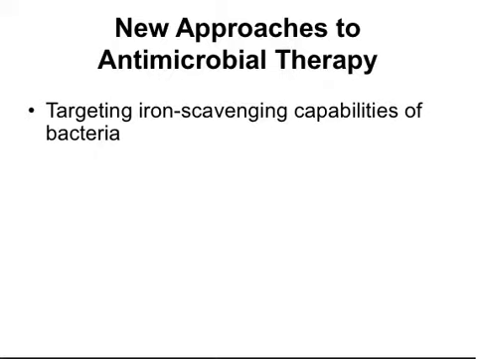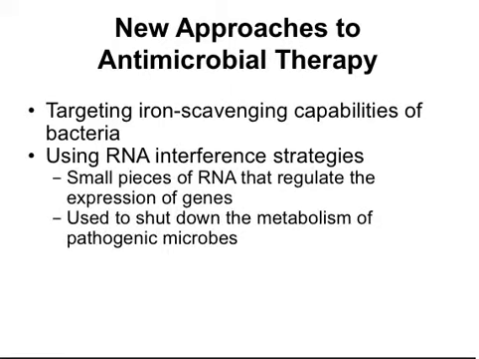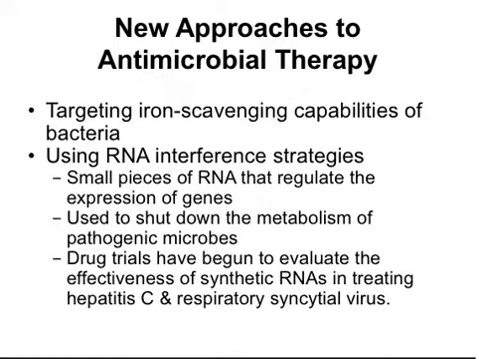So what are some novel approaches that we can put into effect in order to generate a new type of antibiotic that has yet to show the ability to be neutralized as a result of a resistance gene? We can target the iron scavenging capability of bacteria, or use RNA interference, where small pieces of RNA can turn down genes that are critical for drug resistance and thus shut down the metabolism of the pathogen. Drug trials have also been undertaken to evaluate the effectiveness of synthetic RNA in treating Hep C and respiratory syncytial virus.